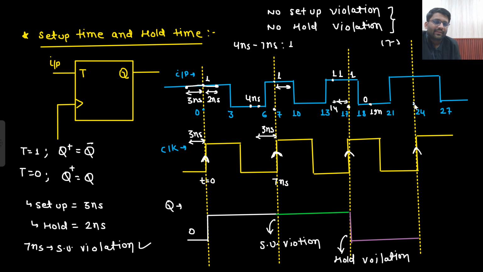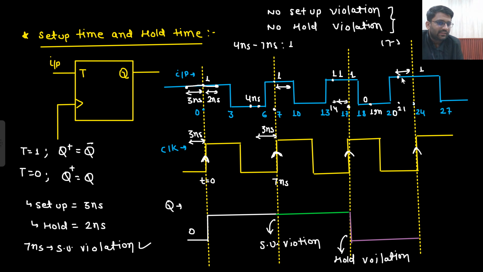Now what about the next case? At 24 nanoseconds, what is the input? 1. What will it do? Look back, look ahead. Look back for 3 nanoseconds. So 24 minus 3. Let's make it 20, because at the edge, you never know what will happen. So we try to avoid the edge condition and take the worst case. So 3 nanoseconds back means 24 minus 3, that means 21 nanoseconds.